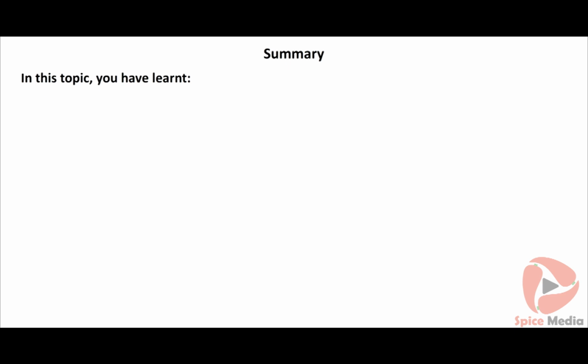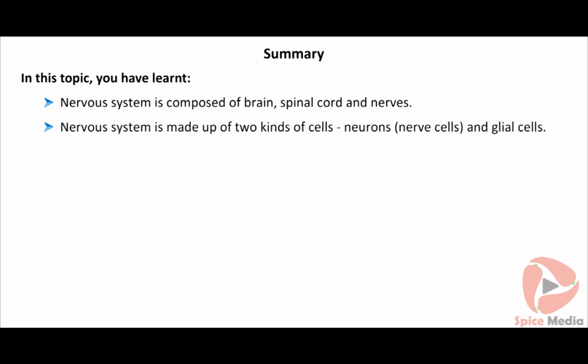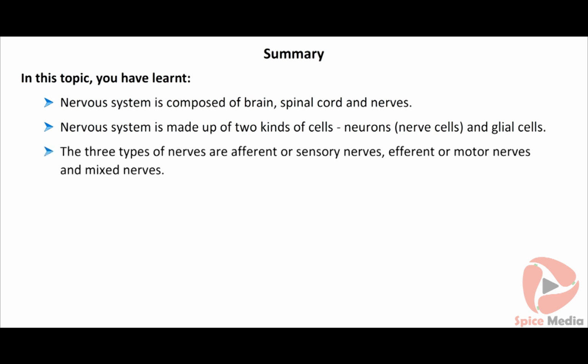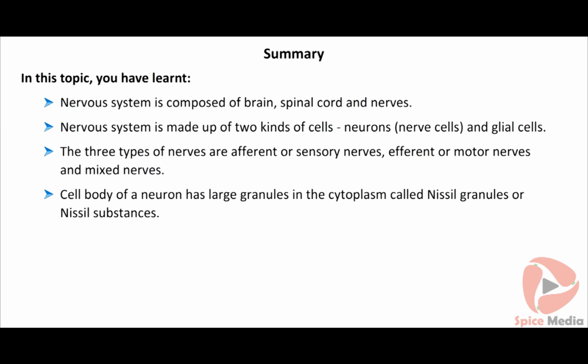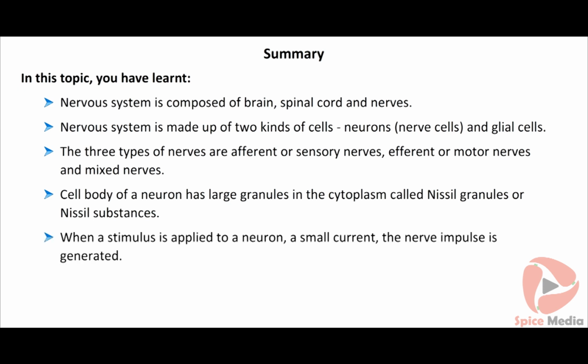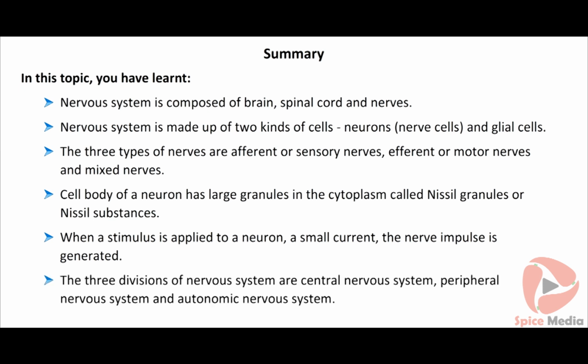In this topic, you have learnt the nervous system is composed of brain, spinal cord, and nerves. Nervous system is made up of two kinds of cells, neurons or nerve cells, and glial cells. The three types of nerves are afferent or sensory nerves, efferent or motor nerves, and mixed nerves. Cell body of a neuron has large granules in the cytoplasm called Nissl granules or Nissl substances. When a stimulus is applied to a neuron, a small current, the nerve impulse, is generated. The three divisions of the nervous system are central nervous system, peripheral nervous system, and autonomic nervous system.